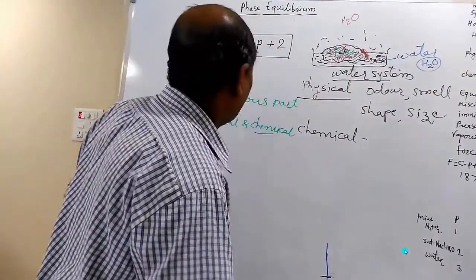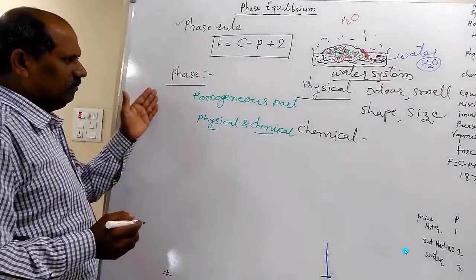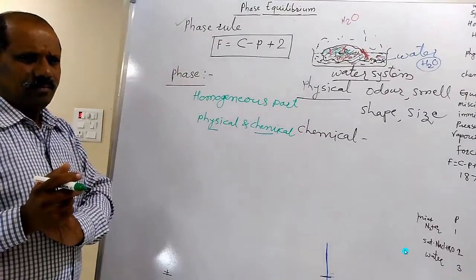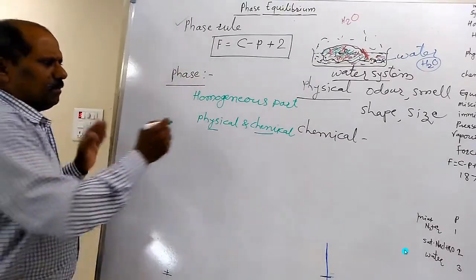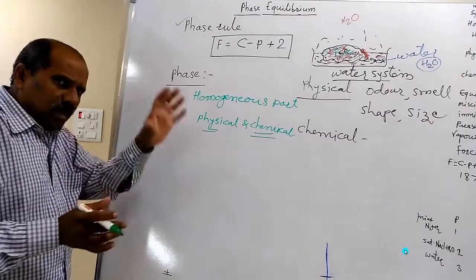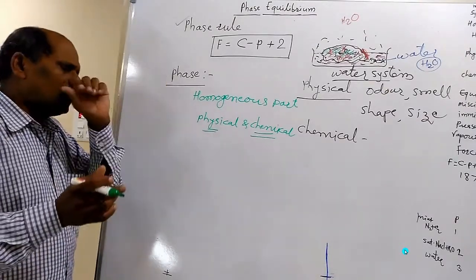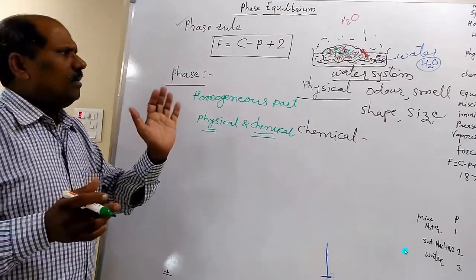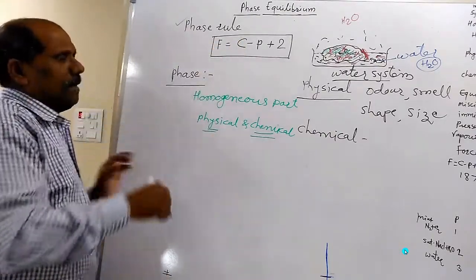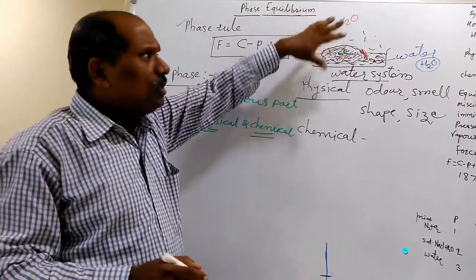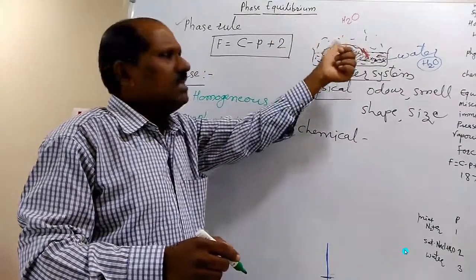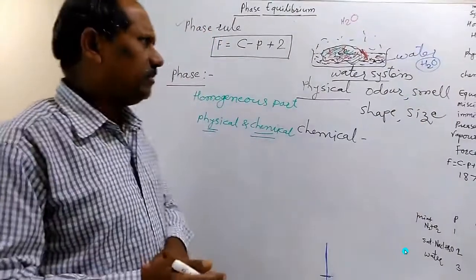So try to understand what is meant by phase. A phase is a homogeneous part of the system which has all physical and chemical properties the same throughout it. That homogeneous part of the system is called a phase. In case of a heterogeneous system, a phase is a homogeneous part which is distinct, uniform, and physically and chemically the same throughout it.